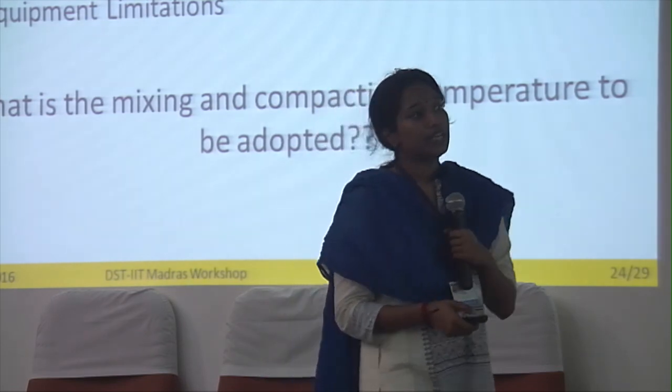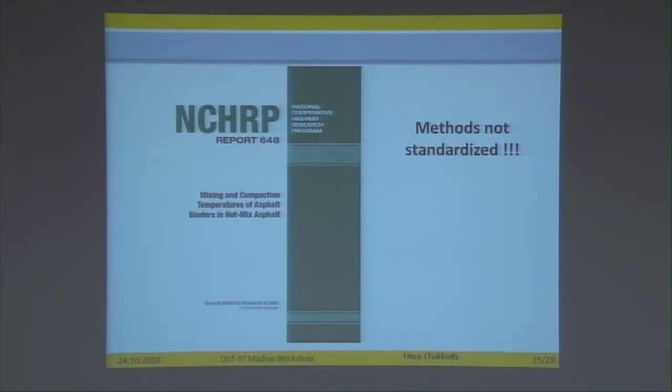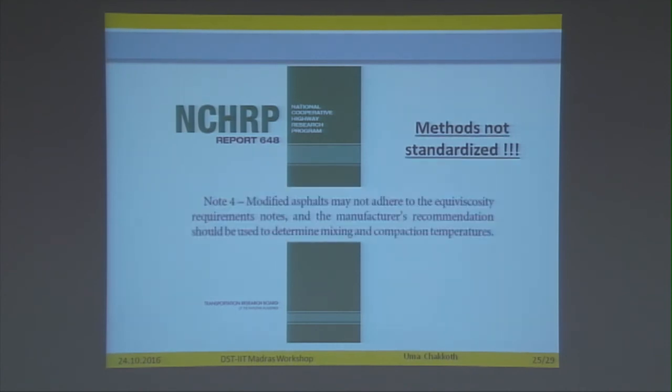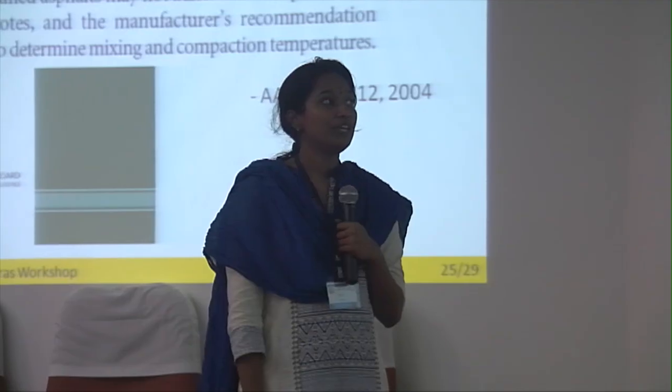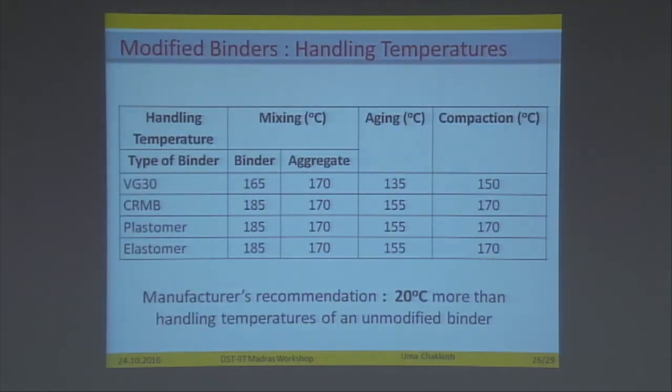So, what is the mixing and compaction temperature which actually has to be adopted? The methods which we discussed are detailed in this particular report of the National Cooperative Highway Research Program. However, these methods are not standardized, and they also specify a note which they have taken from AASHTO T312, which I'll just read out: modified asphalts may not adhere to the equiviscosity requirement notes, and the manufacturer's recommendations should be used to determine mixing and compaction temperatures.